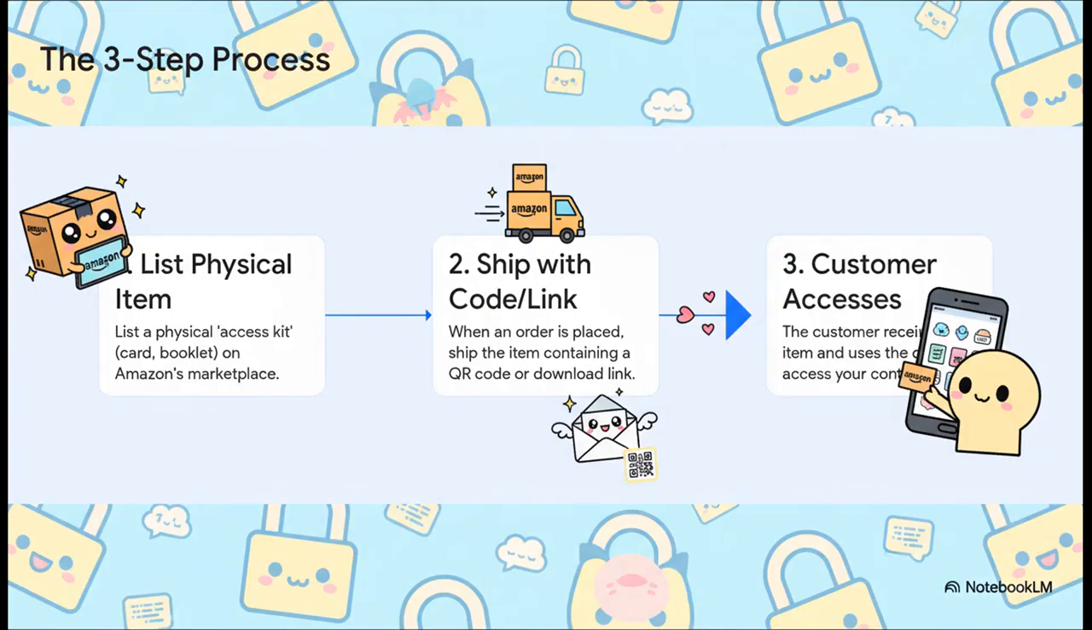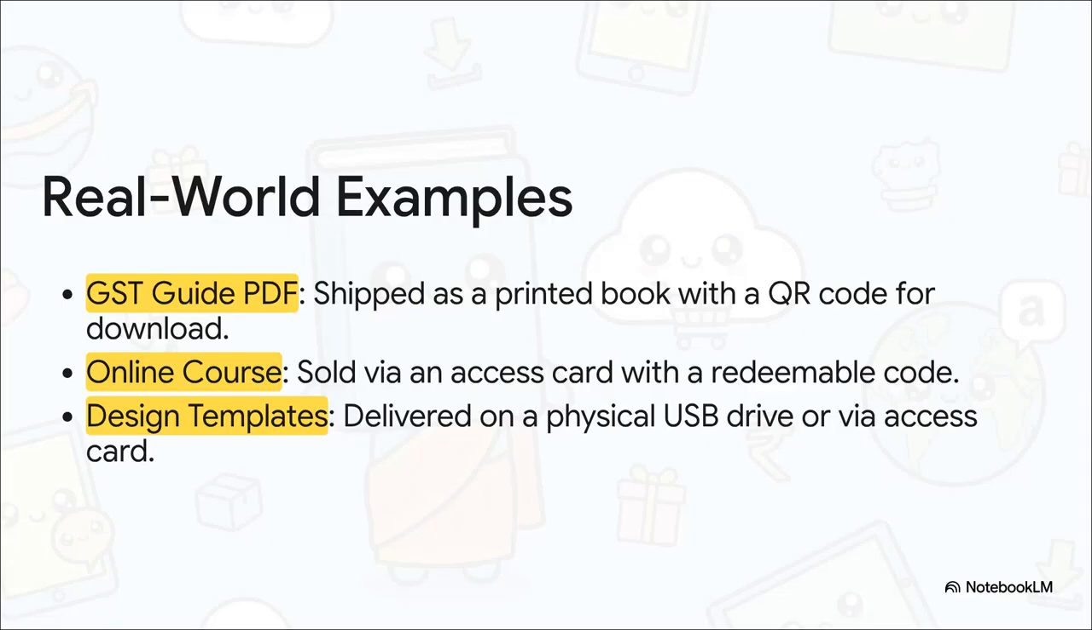The whole process is incredibly straightforward. Step 1, you list your physical access kit on Amazon, just like any other product. Step 2, when an order comes in, you ship that item with the code inside. And step 3, your customer gets it, scans the code, and boom, they have instant access to your digital product. Easy. Let's look at some real examples to make this crystal clear.